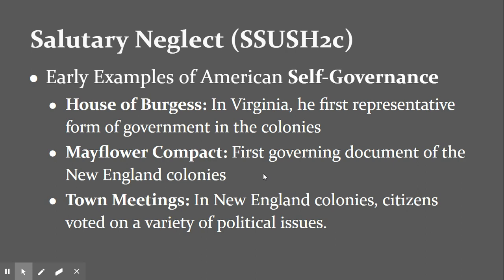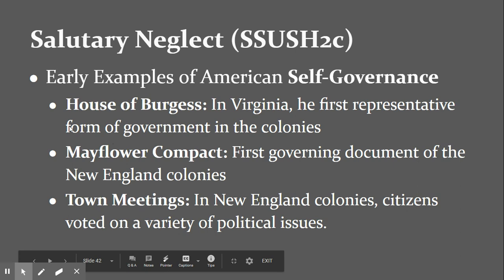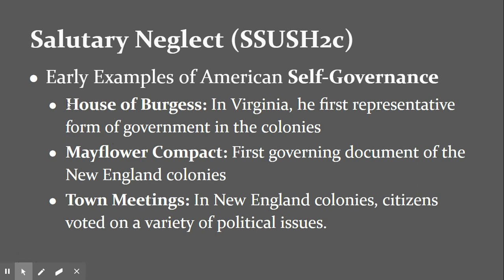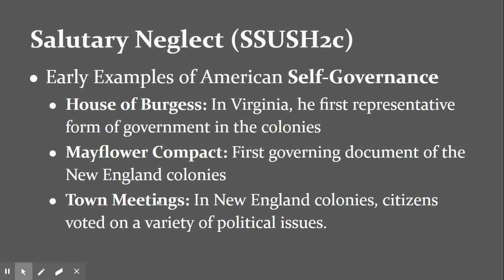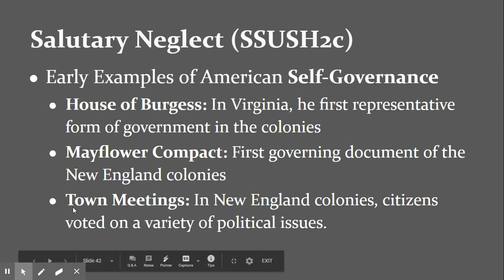Okay, and then you had town meetings. These, honestly, guys, were the most powerful thing. If you ask me, they were more powerful than the Mayflower Compact, more powerful than the House of Burgess, just because you had everyone there. And remember, in the New England colonies, everything, for the most part, was congregational, meaning it was run by the church, for the church, and then controlled by God Almighty and those who led the congregation. Citizens voted on a variety of political issues. In town meetings, they used these as their law. They didn't need a House of Burgess. They had the Bible, and then they had their town meetings.